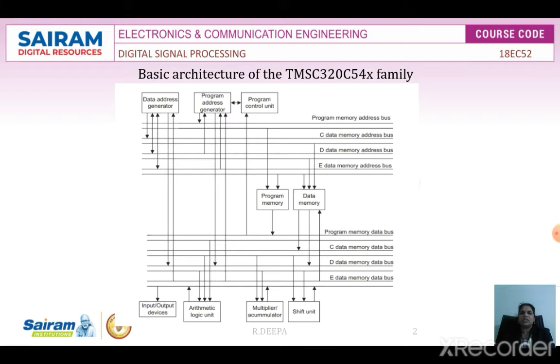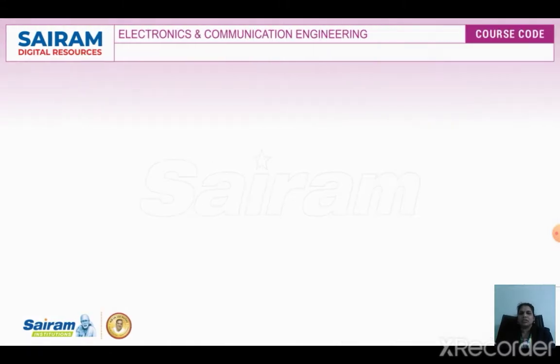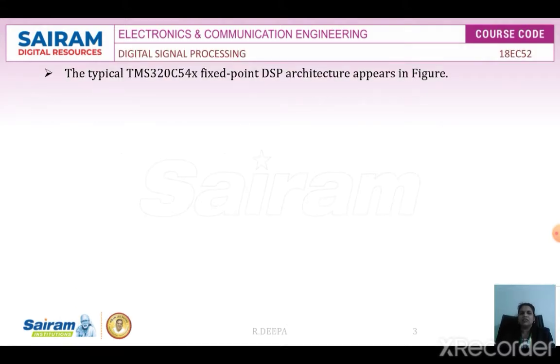And also we have additionally the data memory address buses, two data memory address buses, which are used to access the data memory of the address generator, and also we have got two additional data buses which can be used to access the data from the data memory, and two program memory address buses which are to access the data to and from the program memory. So let me explain the architecture of this TMS320C54X fixed point DSP architecture.